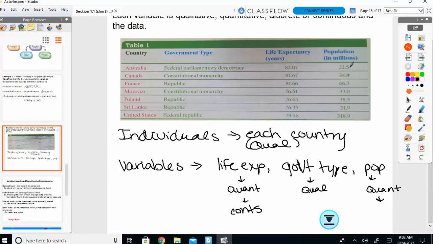Population. It's listed in millions, so it has like 22.5 million, 34.8 million. Would this be discrete or continuous? Discrete. Population is talking about the number of people. Okay, you can count the number of people. Given enough time, you could do it. So that would be a discrete variable.